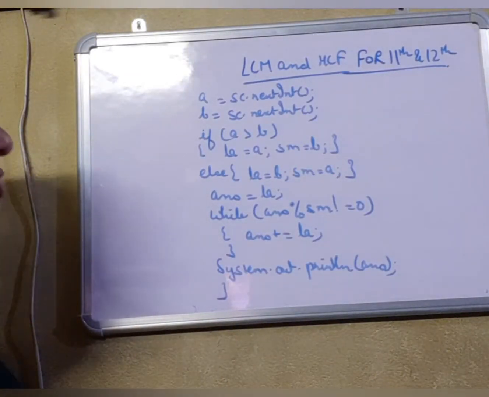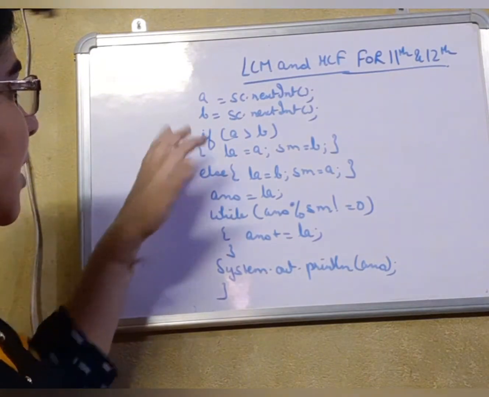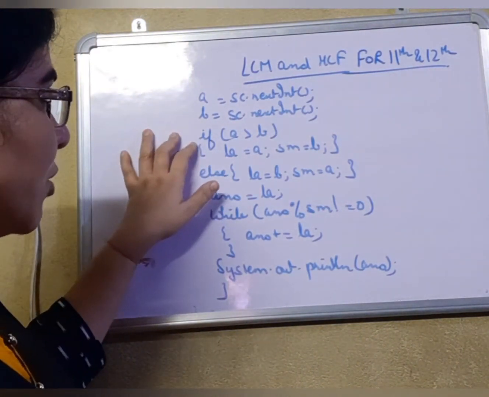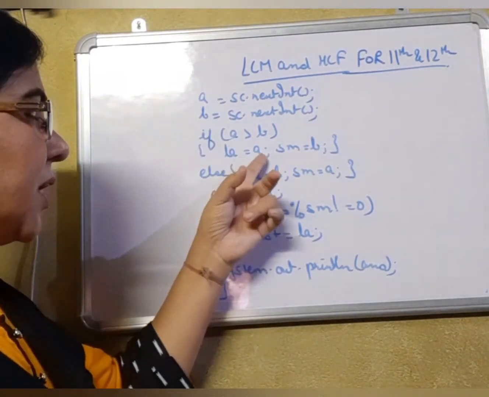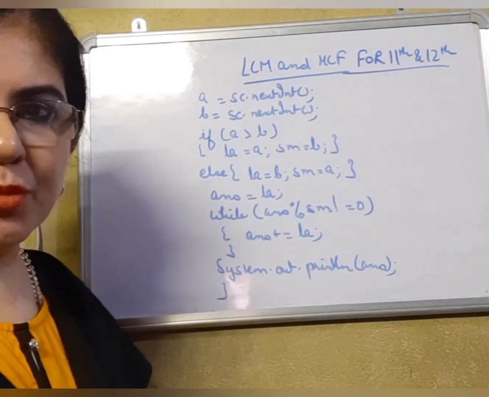This is the logic which is used to calculate LCM in 11th and 12th class. First of all, we are going to take A and B as input. We are going to find out which is the greatest. If A is greater than B, then the largest number is A and the smallest number is B. Otherwise, the largest number is B and the smallest number is A.